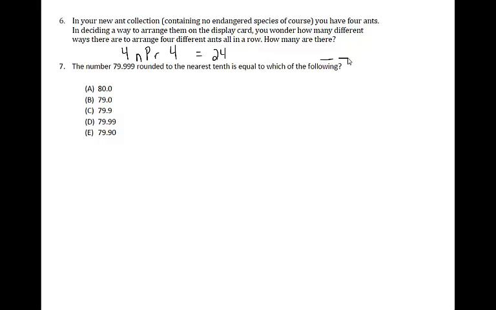Another way to think of this is you have 4 spots. When you pick which ant's going to come first, you have 4 choices, then only 3 choices, then only 2, and then only 1, and this ends up being 24. So two ways of doing the same thing.